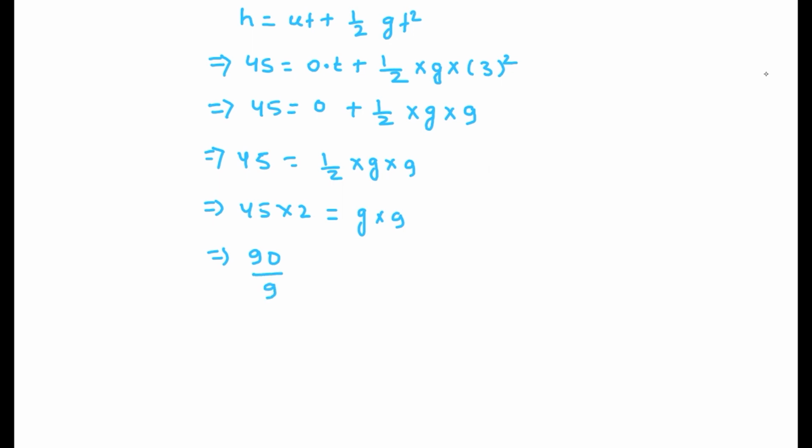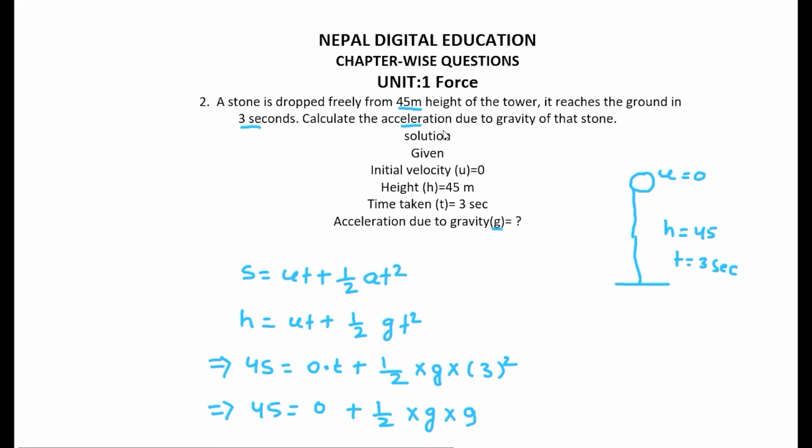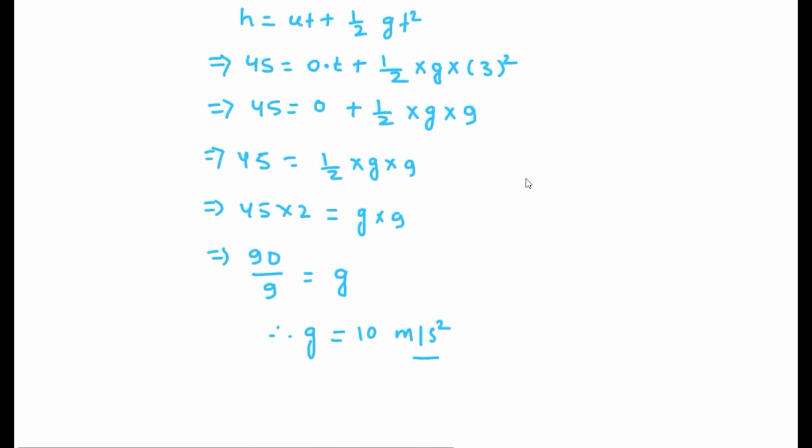So it comes in division, then it becomes g equal to 10, and the unit of g is meter per square second. So this is the required value of g, that is acceleration due to the gravity of that stone. So this is the required value of g.